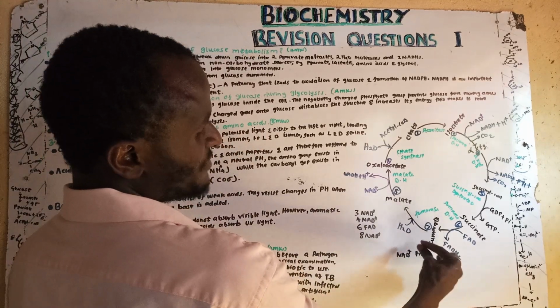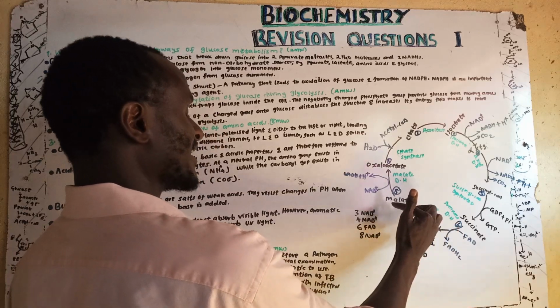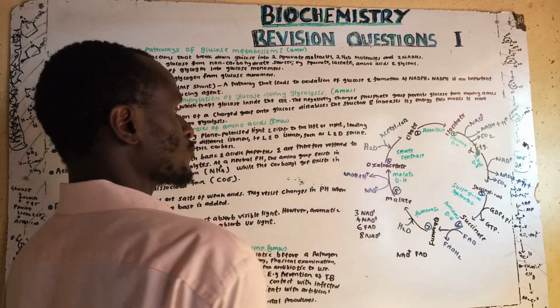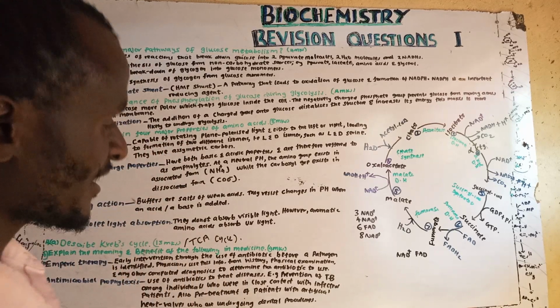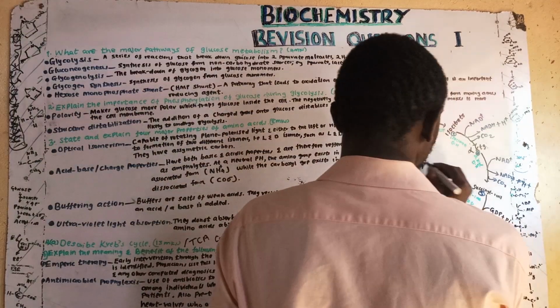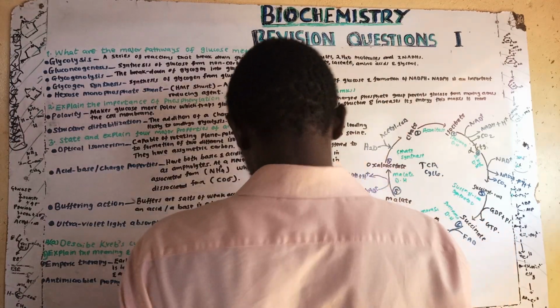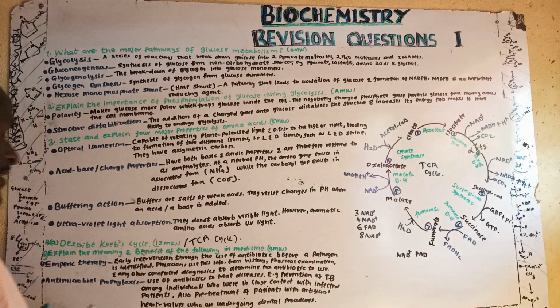So the next step is followed by addition of a water molecule across the bond to form malate. Then malate is converted into oxaloacetate. That is how you can easily remember the TCA cycle in your exams. So we go to the next step.